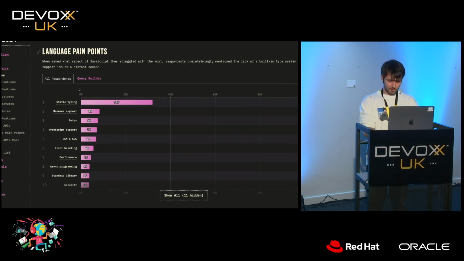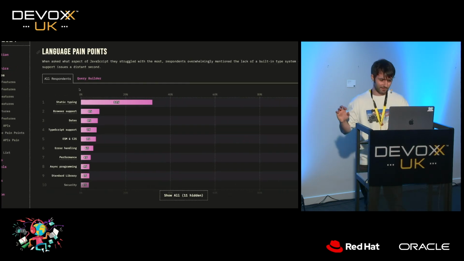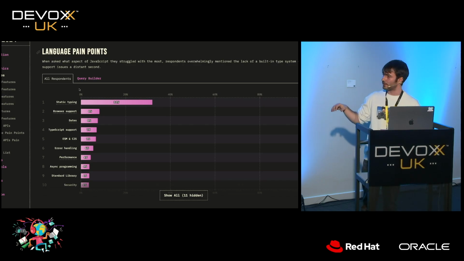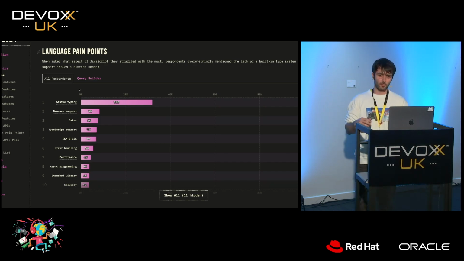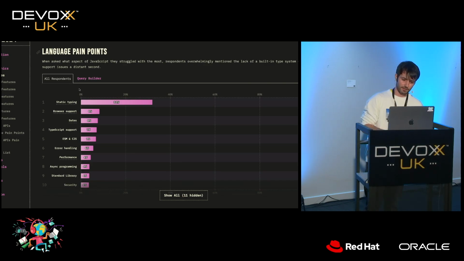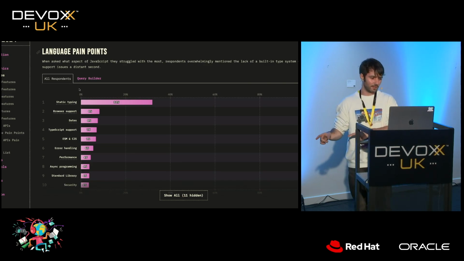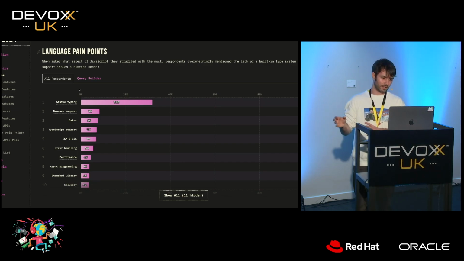So you can see there is a huge difference between the first one and the second one. For every 3 developers that submitted an answer, one of them said, I want types in JavaScript. I don't have types in JavaScript. We have them in TypeScript, which is later compiled to JavaScript, but we don't have them in JavaScript, so I want types.